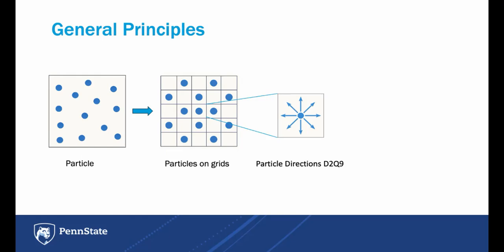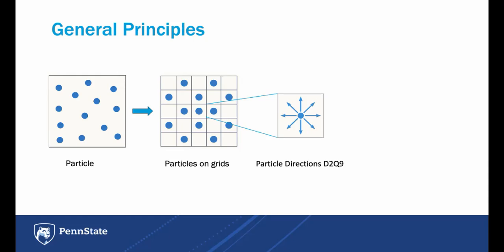In LBM, instead of tracking each particle individually, we place them onto a structured grid, as shown in the middle image. Each square or node in this grid is a special location where we track a distribution of particles. This simplifies the model significantly while preserving important features of the flow. Zooming into one of these nodes on the right, we see what's known as the D2Q9 model.